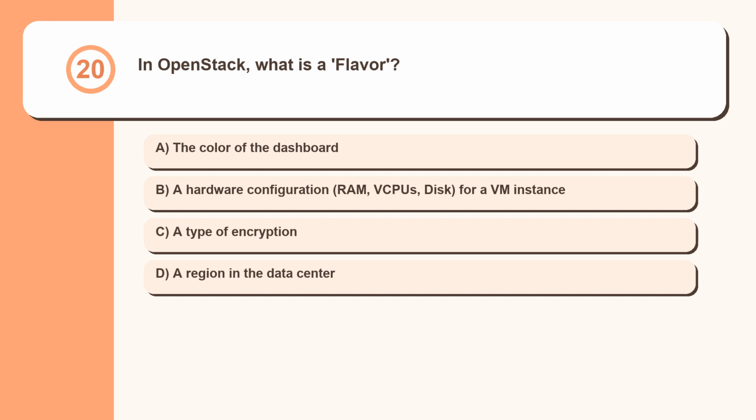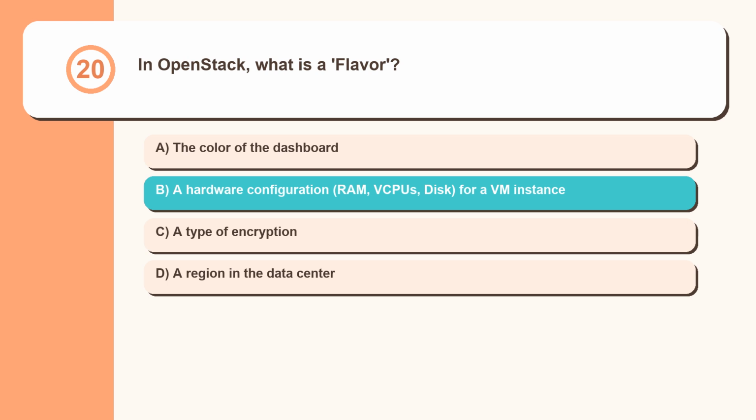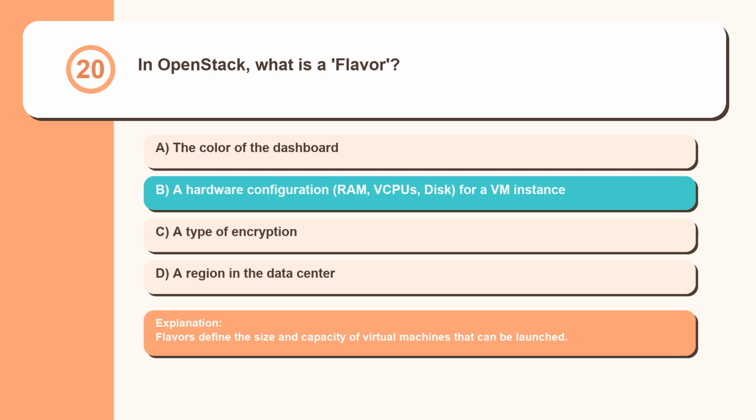Question 20. In OpenStack, what is a flavor? The color of the dashboard. A hardware configuration, RAM, vCPUs, disk, for a VM instance. A type of encryption. A region in the data center. Flavors define the size and capacity of virtual machines that can be launched.